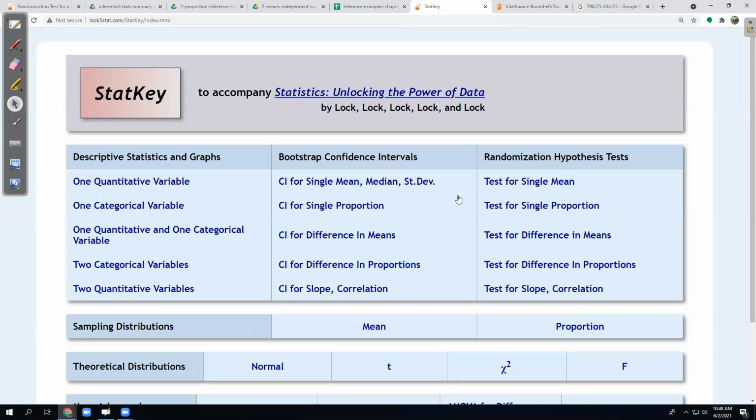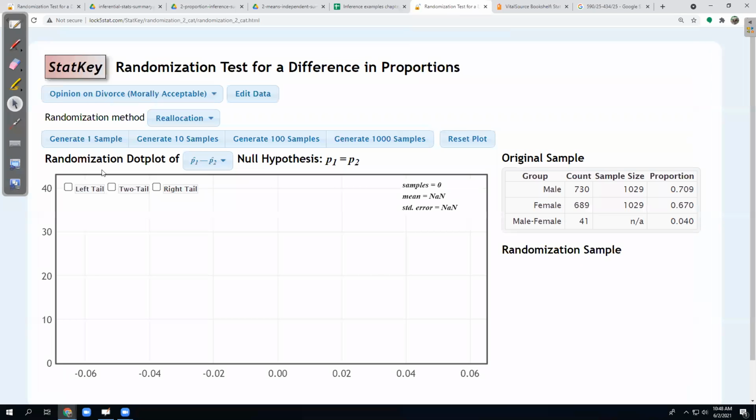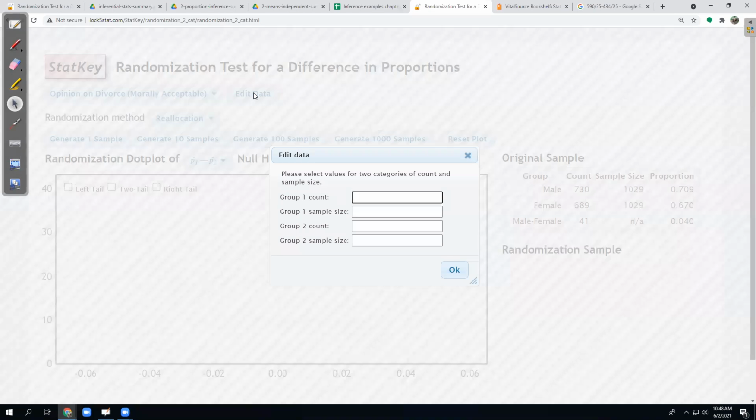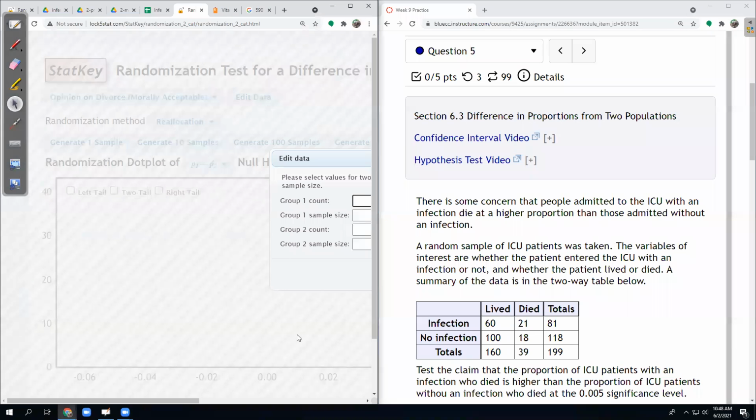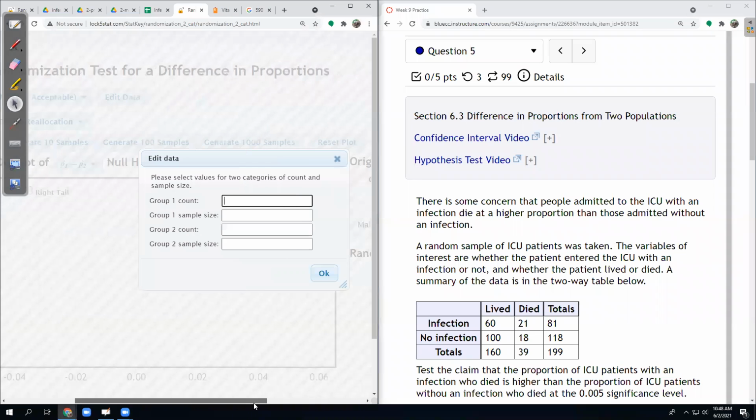So let's see, from the StatKey homepage here, I want a hypothesis test, and then I have a difference in proportions. Okay, so that's the spot I want. This data isn't here, it was given, so I got to edit the data table. And I'm going to do that by taking this data that was given to me here and typing it in. So I'm going to do a split screen here to make this happen.